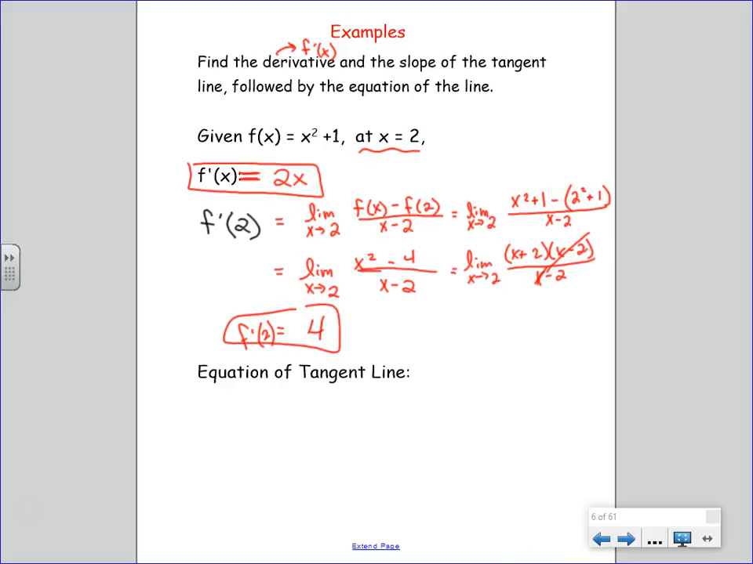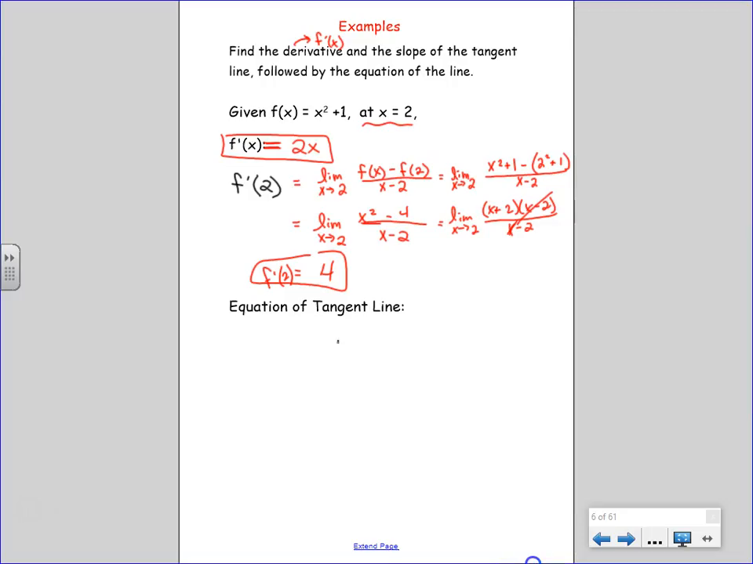Now hold on. Once we do the shortcuts, what's another way of finding this? F prime of 2 just says, plug it in. Oh, hey, 2 times 2 is 4. Yeah, we're getting there. But just so that you guys know, this does just mean the derivative of f at x equals 2, which is 4. Now how do I finish off and do the equation of the tangent line?